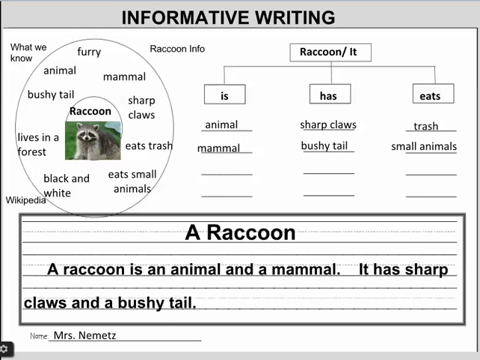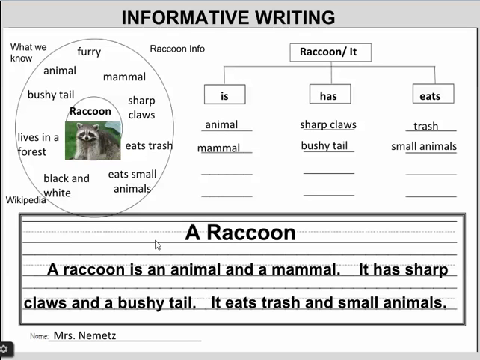Now I will complete it by writing the last sentence. It eats trash and small animals. I also used a connecting word right here, and I did use an adjective, a describing word, small, to describe the word animals. Now my paragraph is complete.